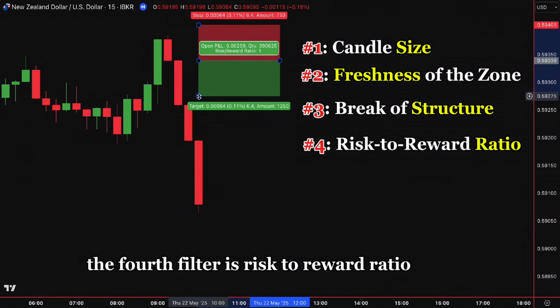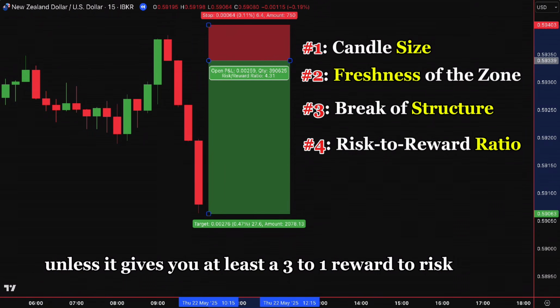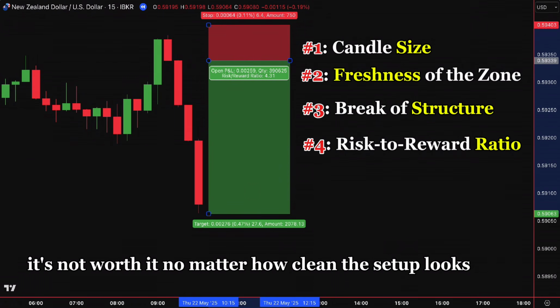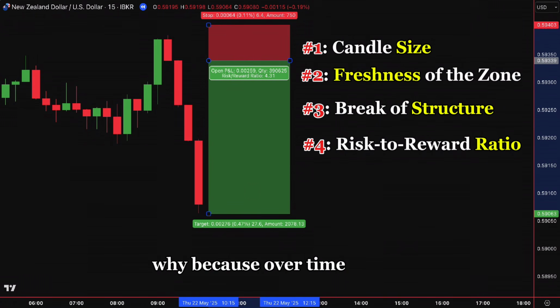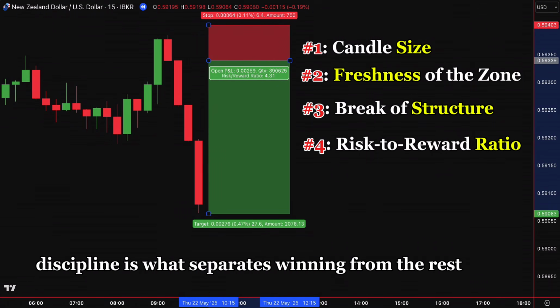The fourth filter is risk to reward ratio. Never trade a zone unless it gives you at least a 3-to-1 reward to risk. If your potential profit isn't 3 times your risk, it's not worth it, no matter how clean the setup looks. Why? Because over time, poor risk to reward will destroy your edge. Discipline is what separates winning from the rest.